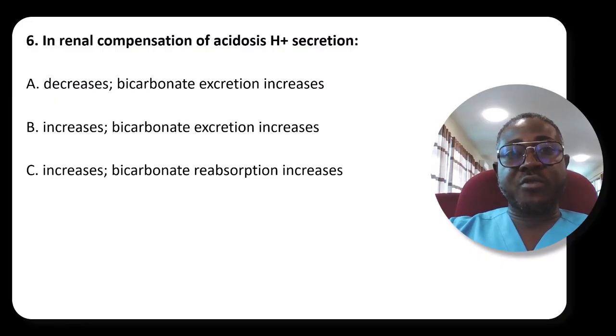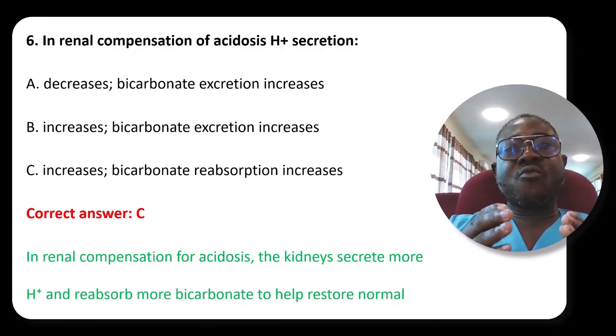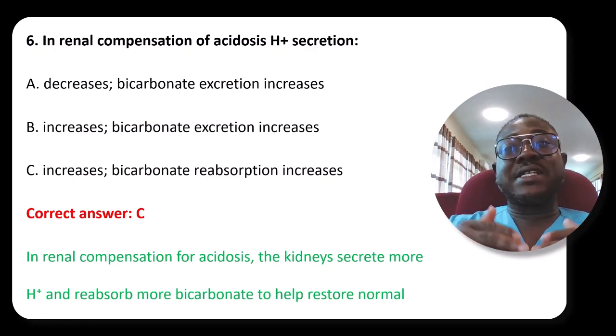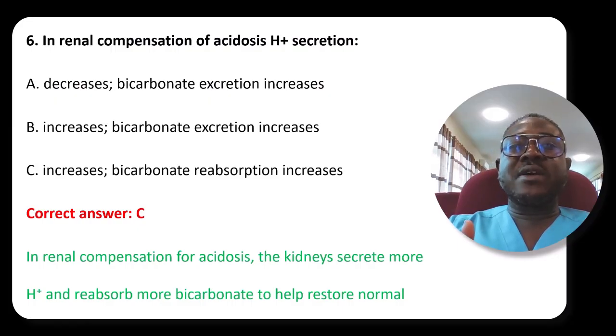If you have not watched the previous video on acid-base imbalance, kindly watch this video, because this will help you to understand this question and solve it so simple. So what is the correct answer? The correct answer here is C. Now again, we say when the renal system is compensating for acidosis, they will secrete hydrogen ion. Now the bicarbonate, is it going to be reabsorbed? Is it going to be excreted?